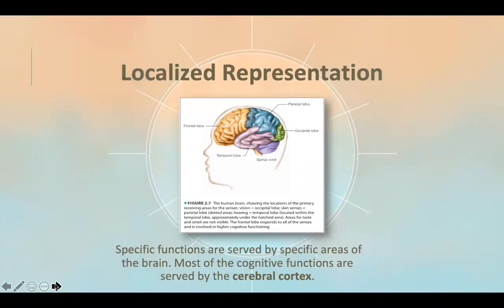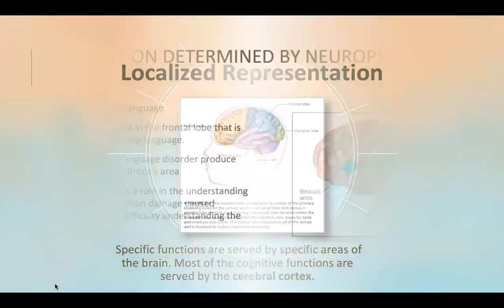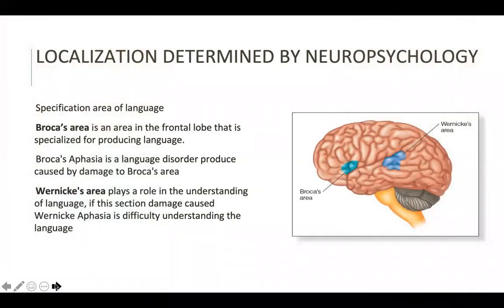One of the basic principles of brain organization is localization of function. Specific functions are served by specific areas of the brain, as you may already know. Many cognitive functions are served by the cerebral cortex, which is a layer of tissue about 3 millimeters thick that covers our brain. Other functions are served by subcortical areas located below the cortex.